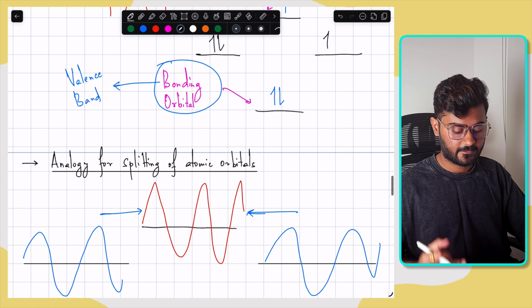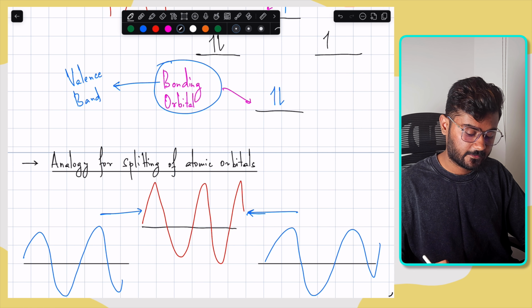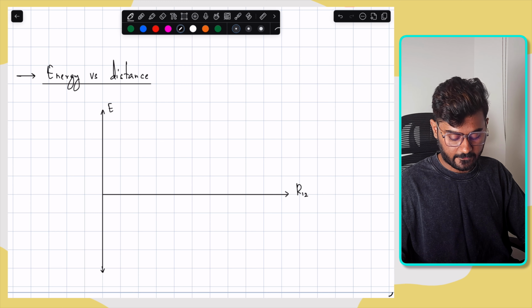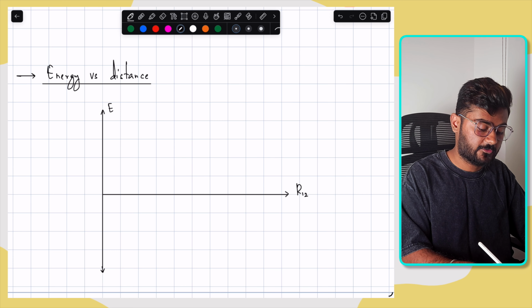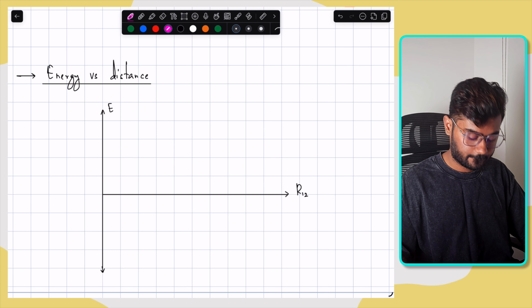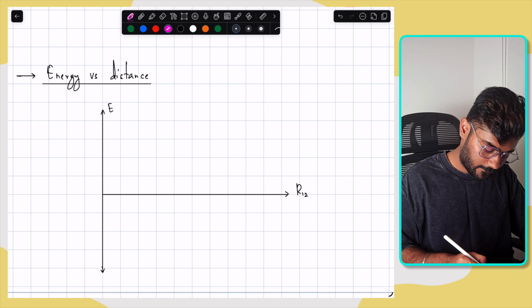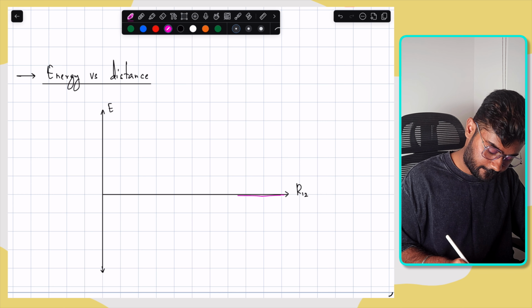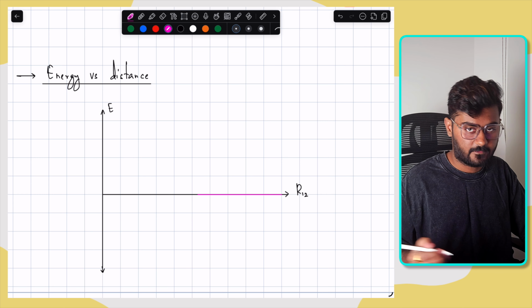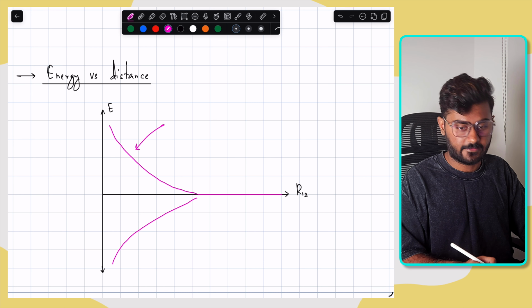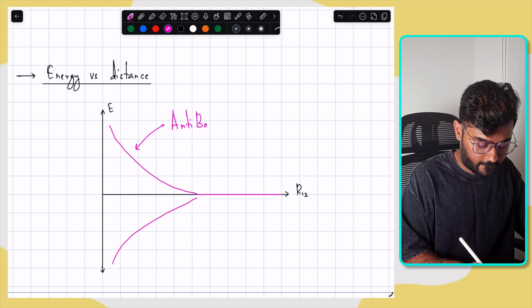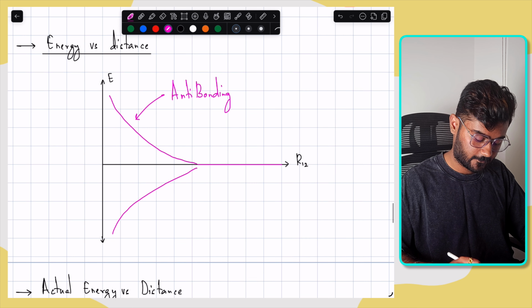Let's look at this splitting of orbitals in a little more detail. In this plot, I'm plotting the energy versus distance, with the energy on the y-axis and the distance on the x-axis. I'm looking at the energies of the orbitals. As we have seen, when you start bringing the atoms close together, the orbitals are not splitting, they stay the same. Once you bring them further closer, they start splitting. The higher energy orbital is the antibonding, as we saw, and the lower energy orbital is called the bonding orbital.